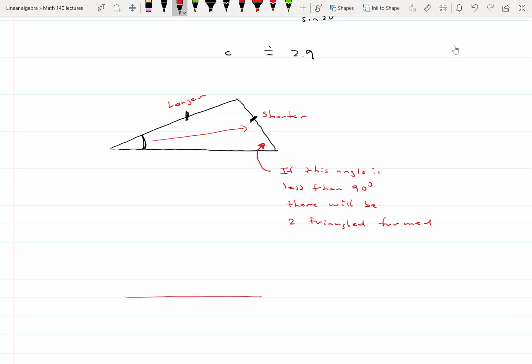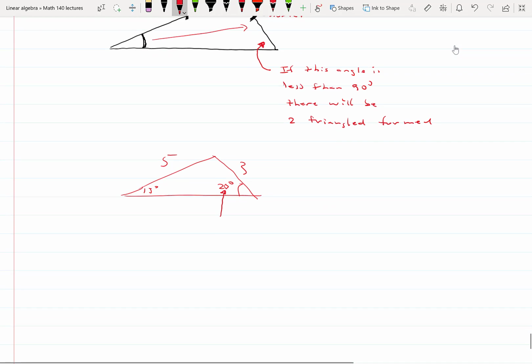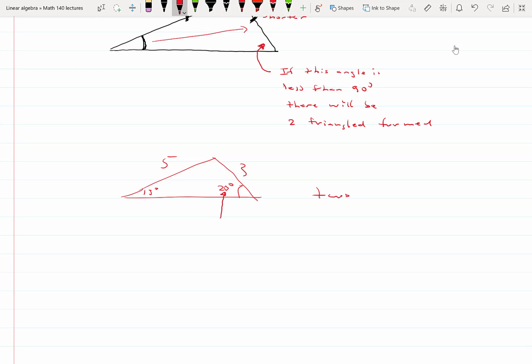So if you had a case where it was, say, 5, 3, and you were given 15 degrees, and you found the first angle to be 20 degrees, there are two triangles formed. Automatically two triangles formed. However, if you had started out this way, 5, 3, 15 degrees, and you found that this was 20, there's only one triangle formed.